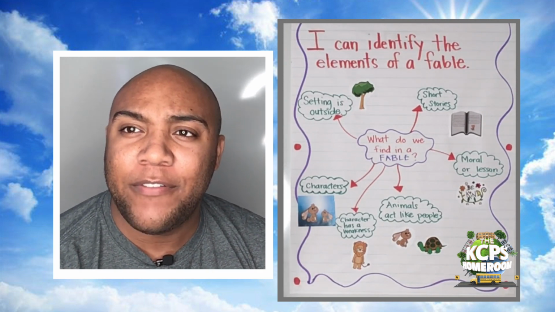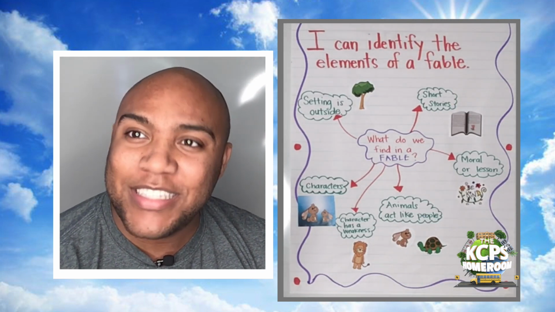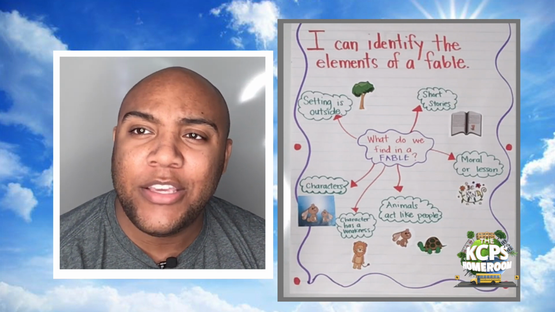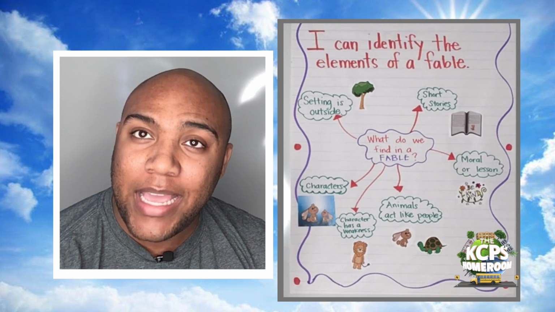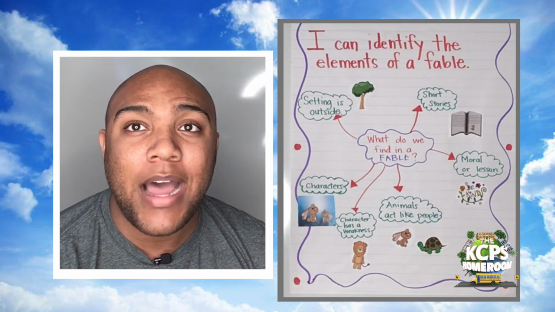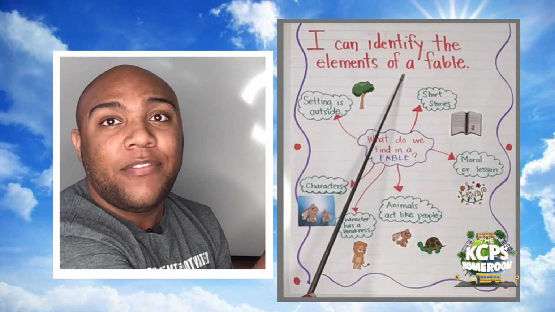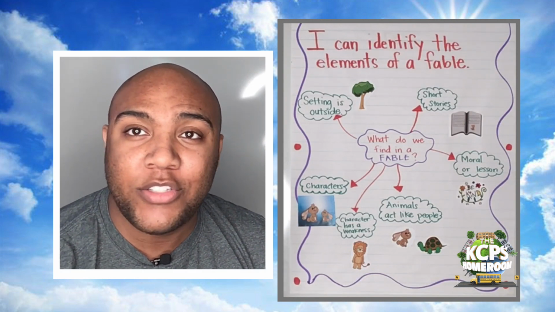Have you ever heard of a fable, or do you know what a fable is? It's okay if you don't. A fable is a short story that uses animals as characters to teach a lesson. So today, we're going to focus on the parts of a fable. Our I can statement is, I can identify the elements of a fable. Elements are just the parts. And there are so many parts to a fable.